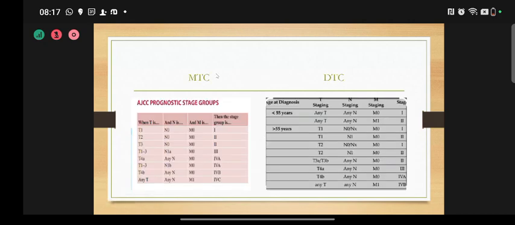So the prognostic staging: we can see in differentiated thyroid cancer, it is based on age, and it is divided into 2. So less than 55 years, there is only stage 1 and stage 2, even if we see any metastatic foci. More than 55 years, it is again divided into 4 stages, but even if there is any metastasis, it is considered as 4B.